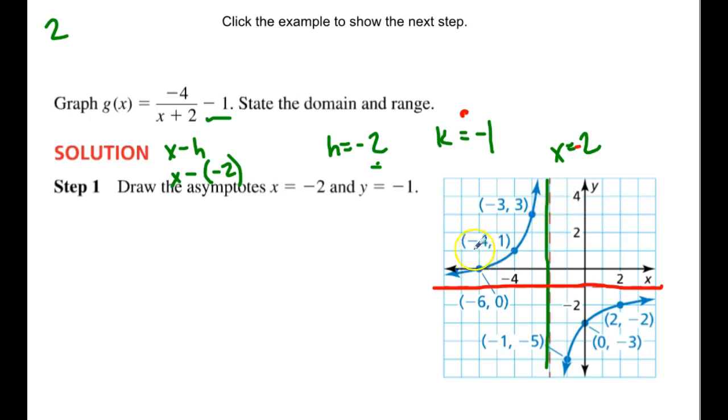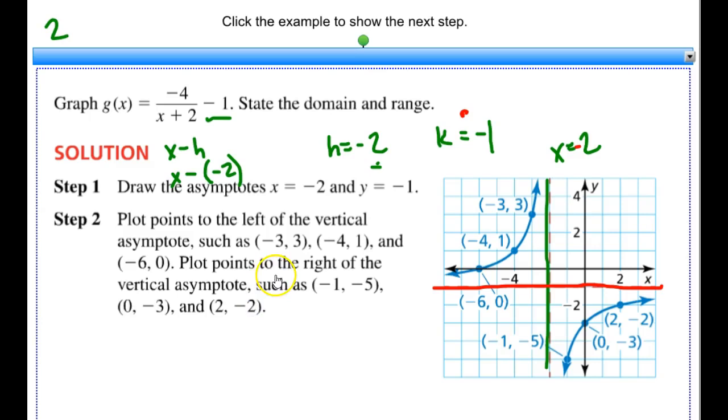So now I'm going to pick a couple points to the left and a couple points to the right of negative 2. So I'm going to pick like negative 3, negative 4, negative 5, and I'll pick like negative 1, 0, and 1. Something that's easy for you to follow and continue on with. So I'm going to pick those points. And then really all you do is plug them in.